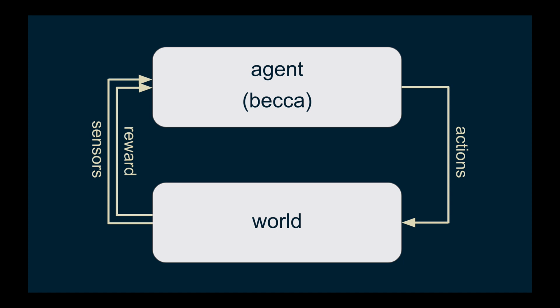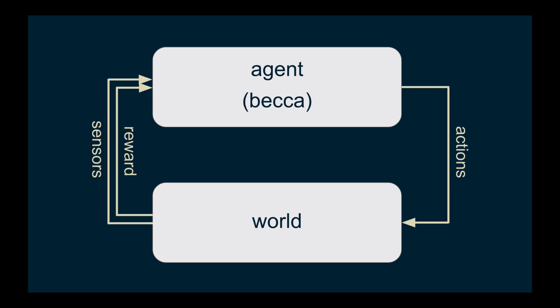Becca is unusual among reinforcement learning algorithms in that it can accept pretty much anything as a sensor value. A floating point number, an integer, a string, or any other type that can be turned into a string. The actions that Becca returns are floating point numbers between 0 and 1. It's up to the world to decide how to interpret these and what response they precipitate.